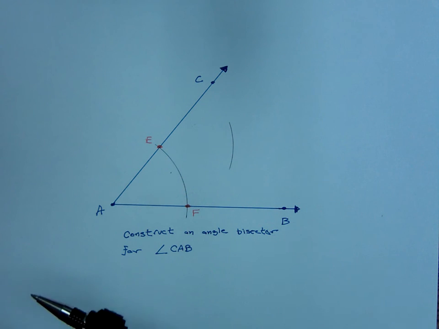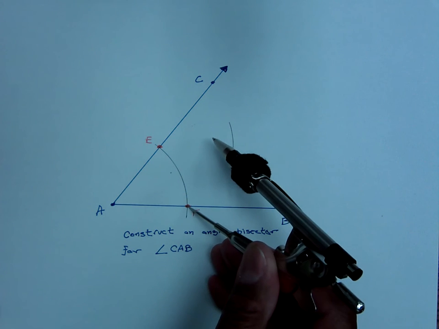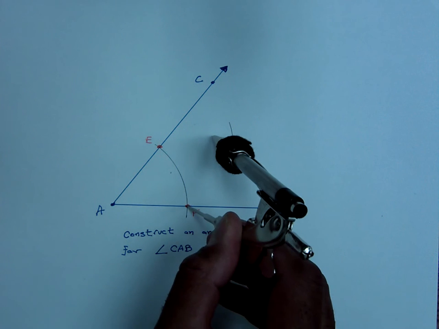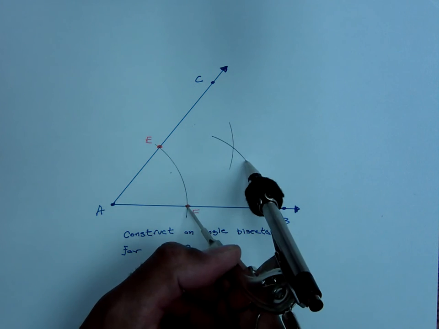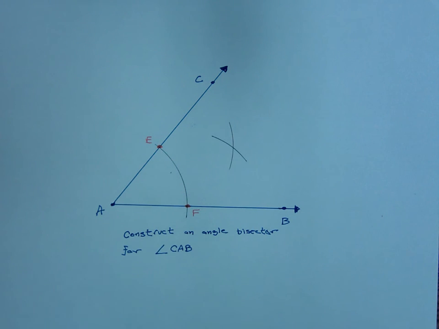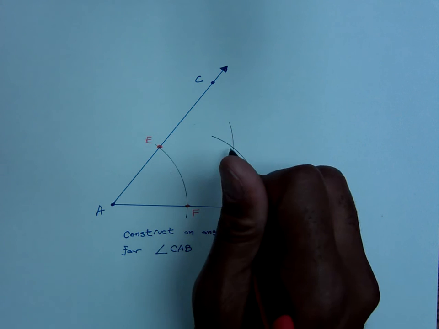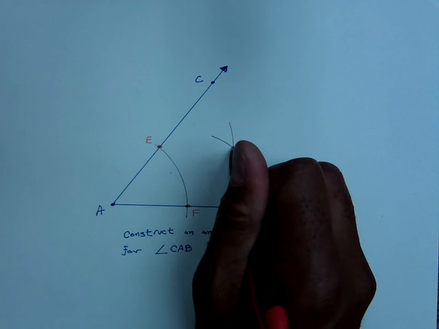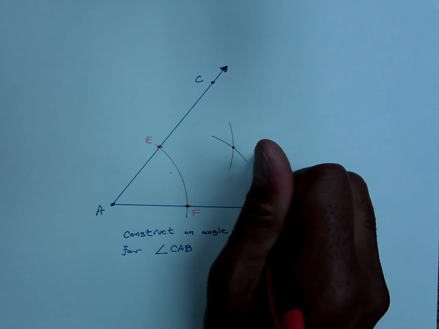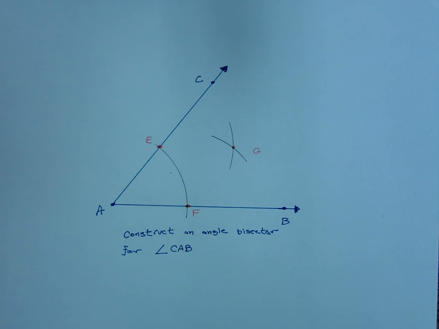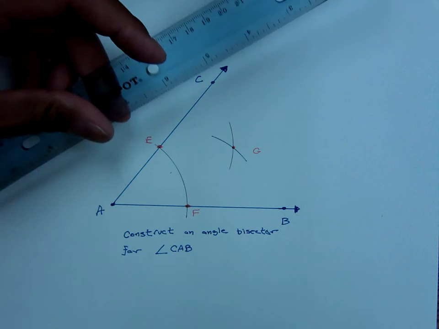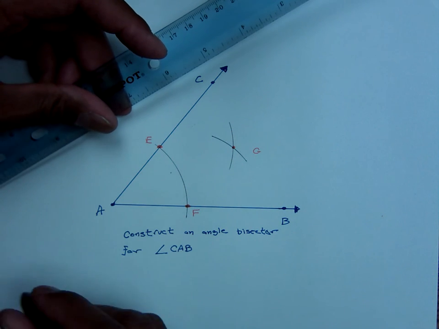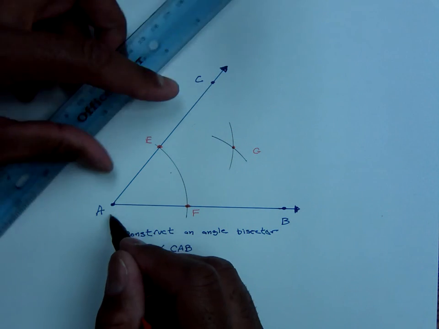Here's one of the arcs. My other arc will have its center at point F. I'll make another arc. Those two arcs intersect, and we'll call that point where they intersect point G. Our angle bisector now will be a ray that starts at point A and passes through point G.